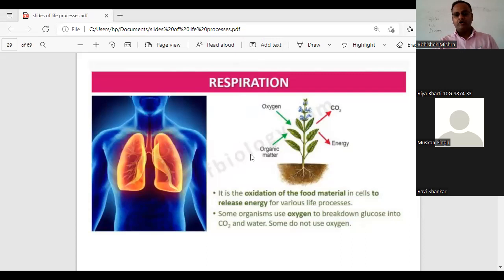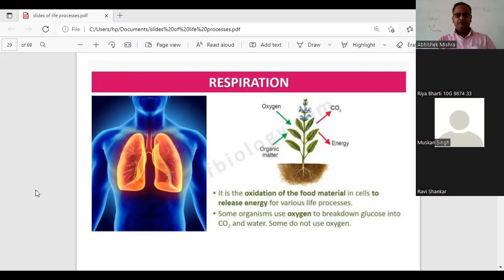It is by the oxidation of the food material. By the oxidation of the food material from the digested food, we will get energy. So what is respiration? Respiration is the oxidation of food material in cells to release energy for various life processes.